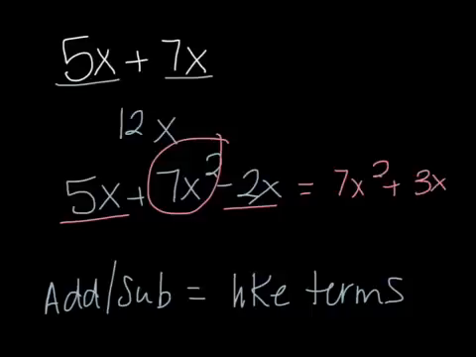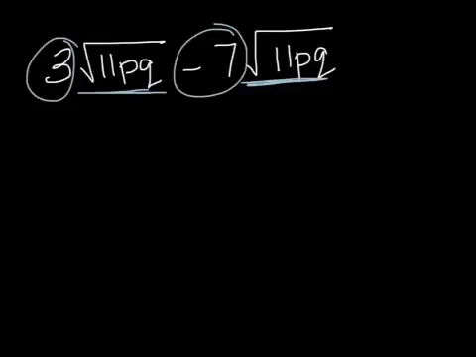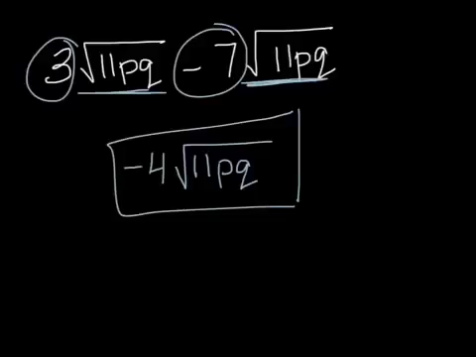So we're going to think about that with radicals. This first example, I'll give you a second to write it down. Notice, this label is exactly the same as this label, and they have the same root. That means I can add and subtract the numbers in the front. 3 minus 7 is -4, and I keep the label of the square root of 11pq. And there's my final answer.